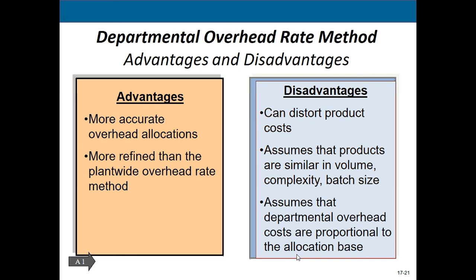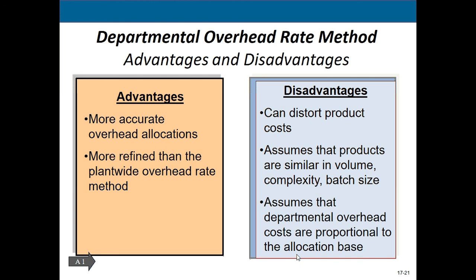What about departmental overhead rate? Well, it's a little bit more accurate, right? Because we look at one department and say, well, it has more machine hours than direct labor, so maybe we should do it that way. And then another one has more direct labor than machine, so we want to use a different activity base. So that gives us a more accurate allocation, and it's a bit more refined than plant-wide because we're not just taking one standard number. However, a disadvantage, just like the plant-wide overhead rate, it can distort product cost.